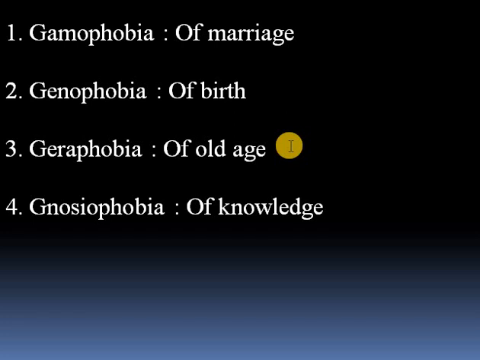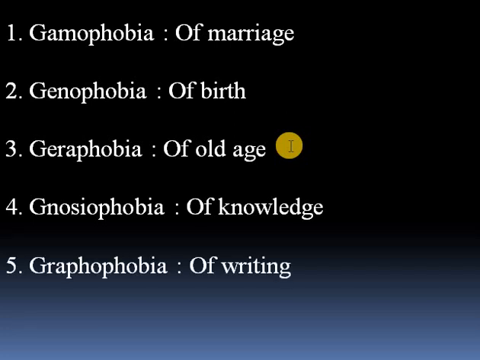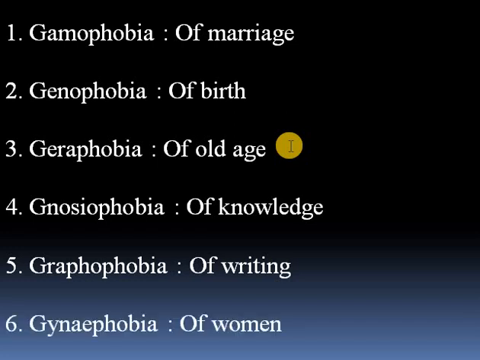Next one is nociophobia. This is abnormal or irrational fear of knowledge. This term is also known as epistemophobia. Next one is graphophobia, and graphophobia is fear of writing. Next one is gynophobia, which I have already mentioned in the first part of this video. This is fear of women.